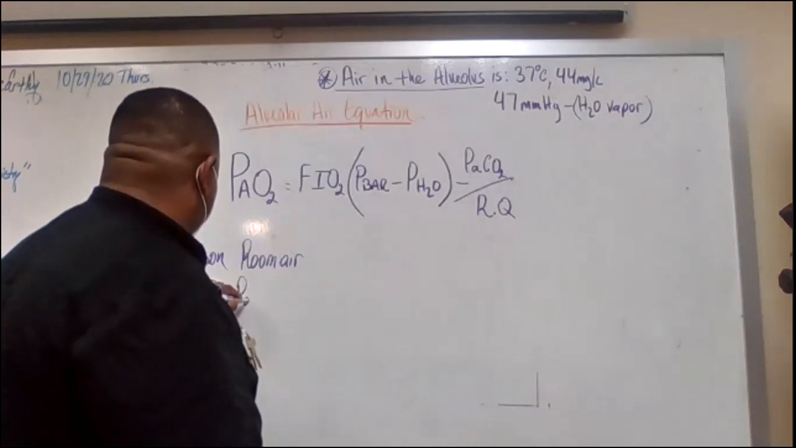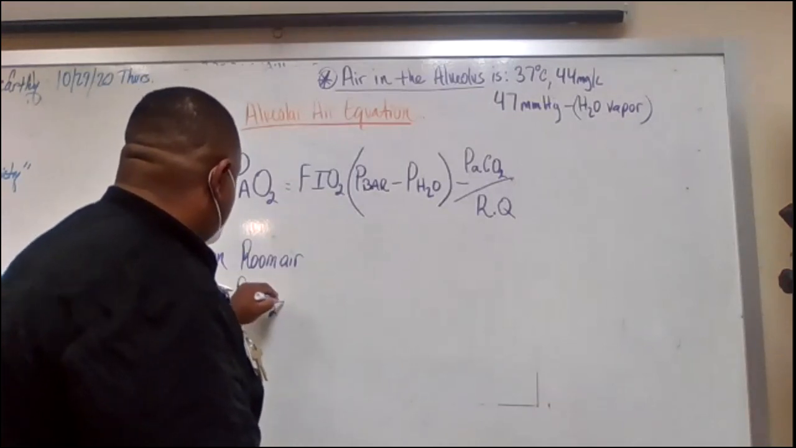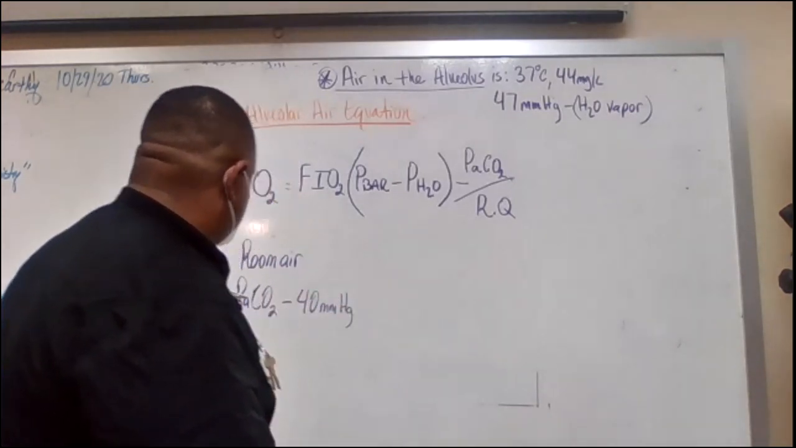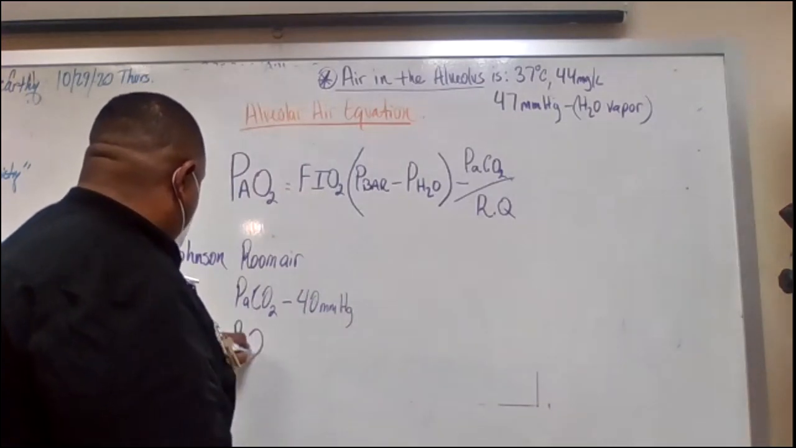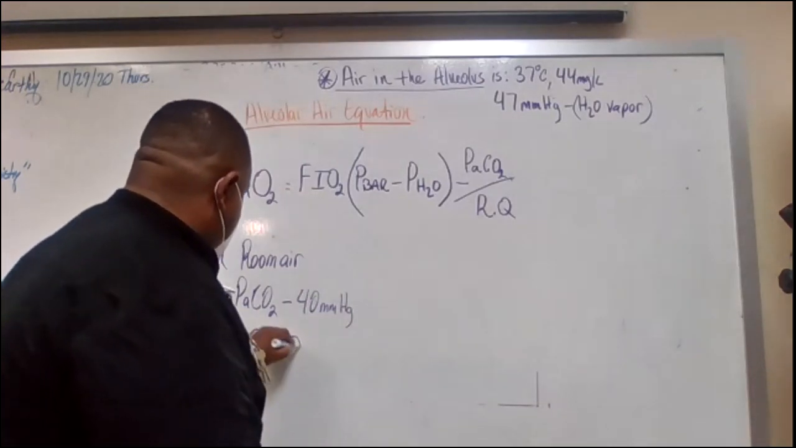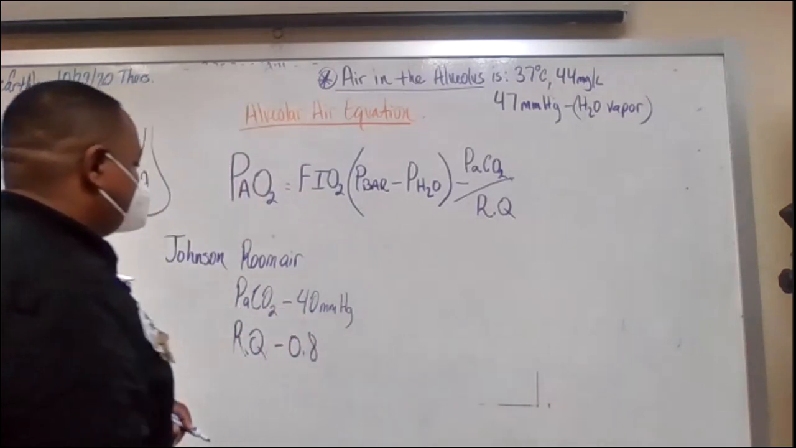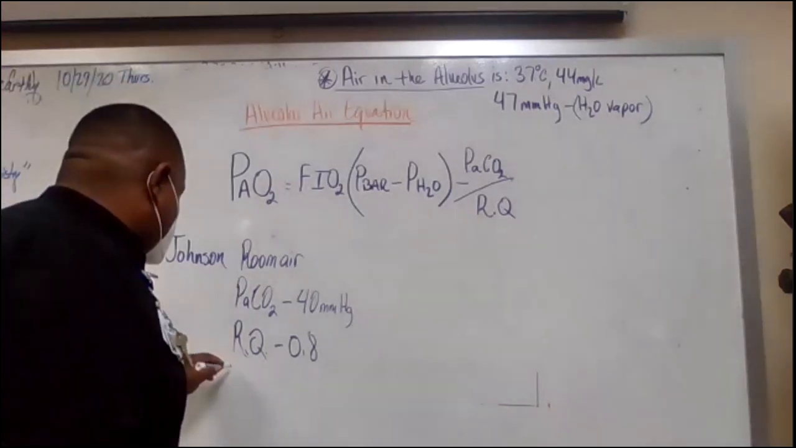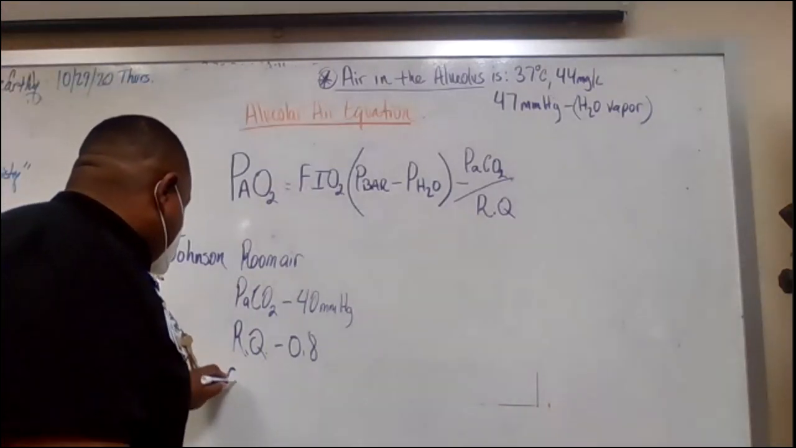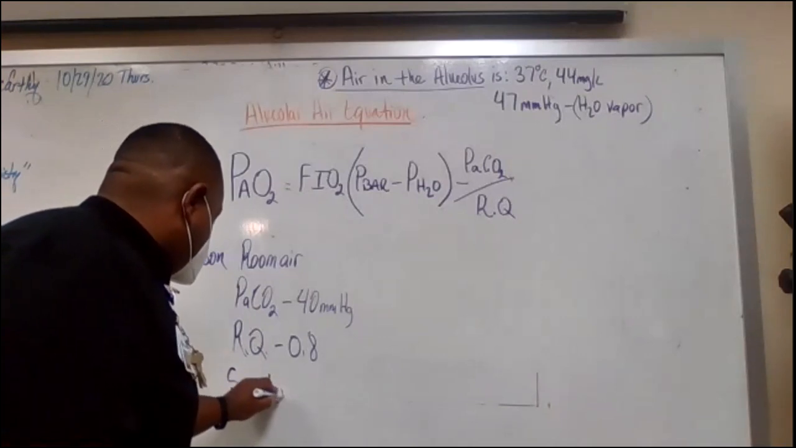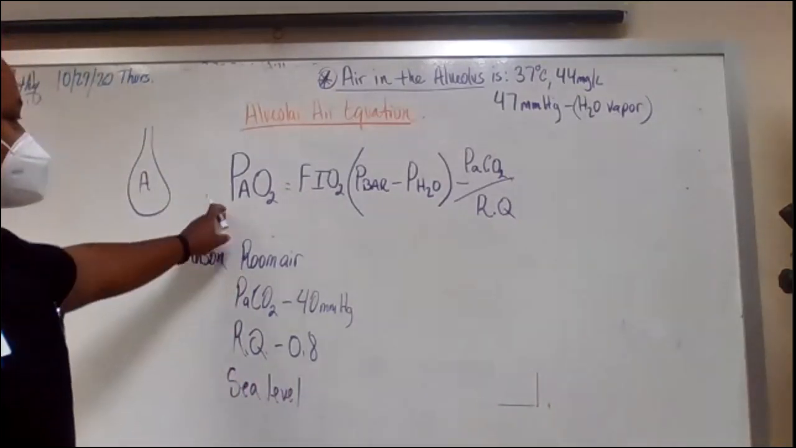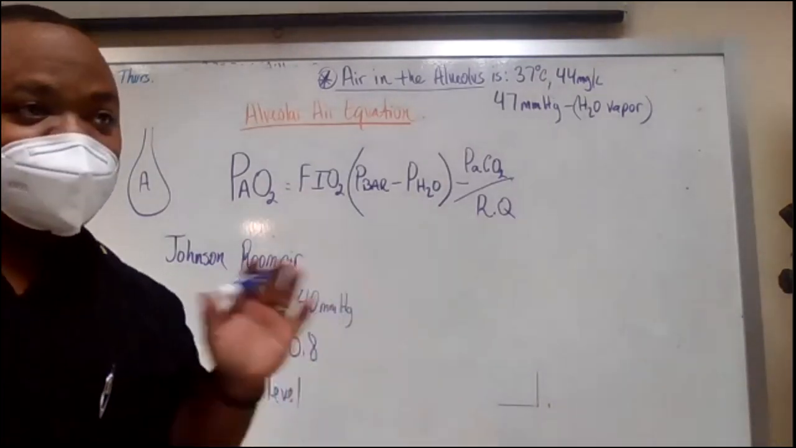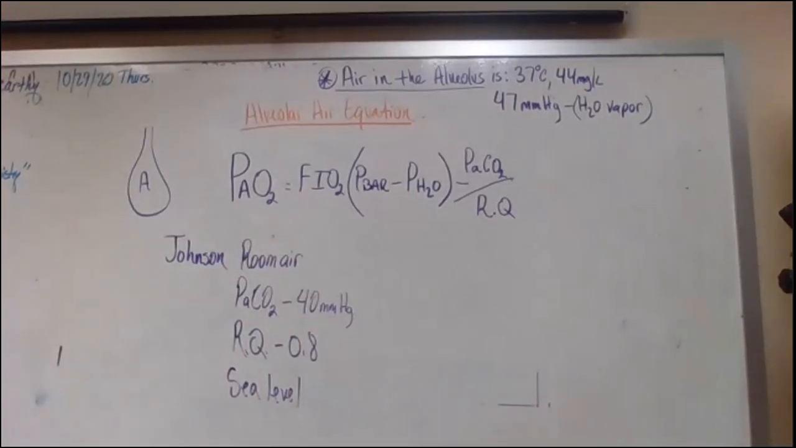And his PaCO2 is 40 millimeters of mercury, and his respiratory quotient, RQ, is 0.8. And he is at sea level. What is his alveolar air tension? Alveolar air pressure and tension are the same thing. What is his alveolar air tension?